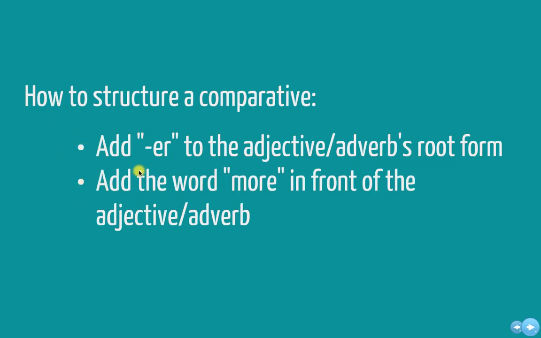The first way is to add the er suffix to the original adjective or adverb's root form. This is the case for the word easy. In order to get the comparative form of this word, just add er onto it and you can get easier.